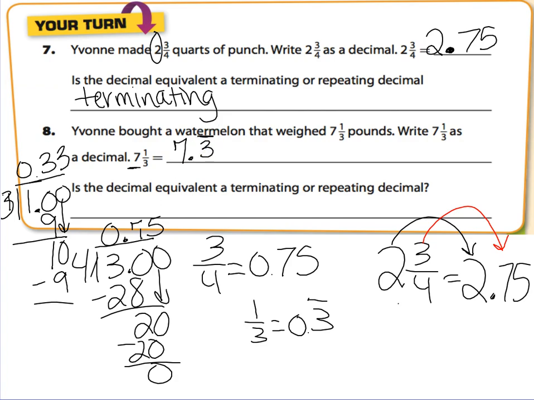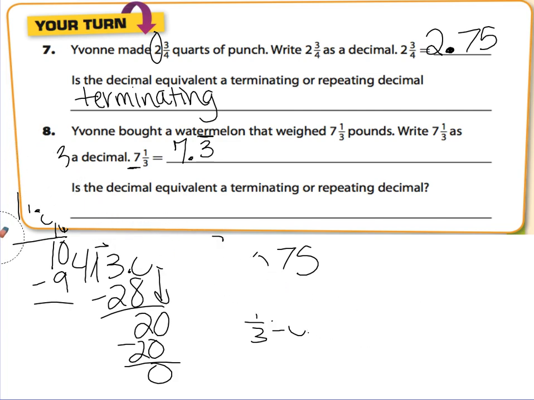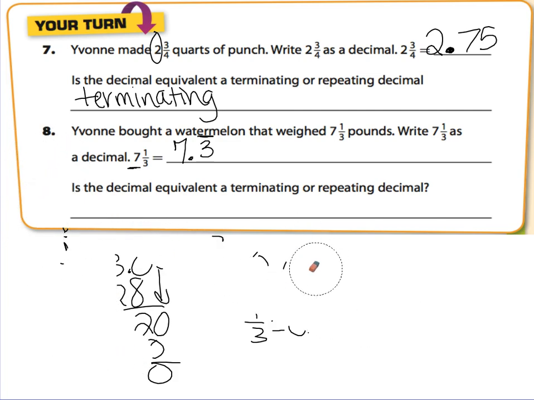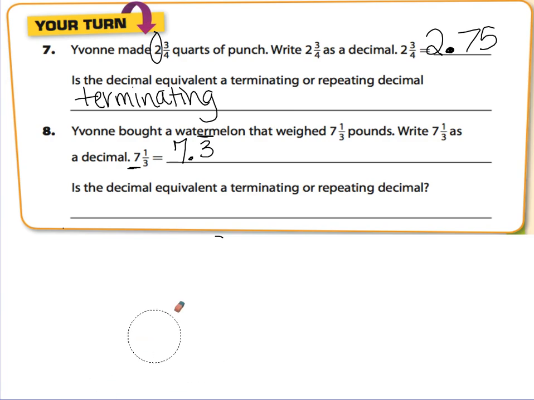And then in this case, I'm going to do a bunch of erasing here so we can actually see what's going on. There we go. Sorry about that. And in this case, you should see that it is a repeating decimal. So since it's repeating, it is a rational number.